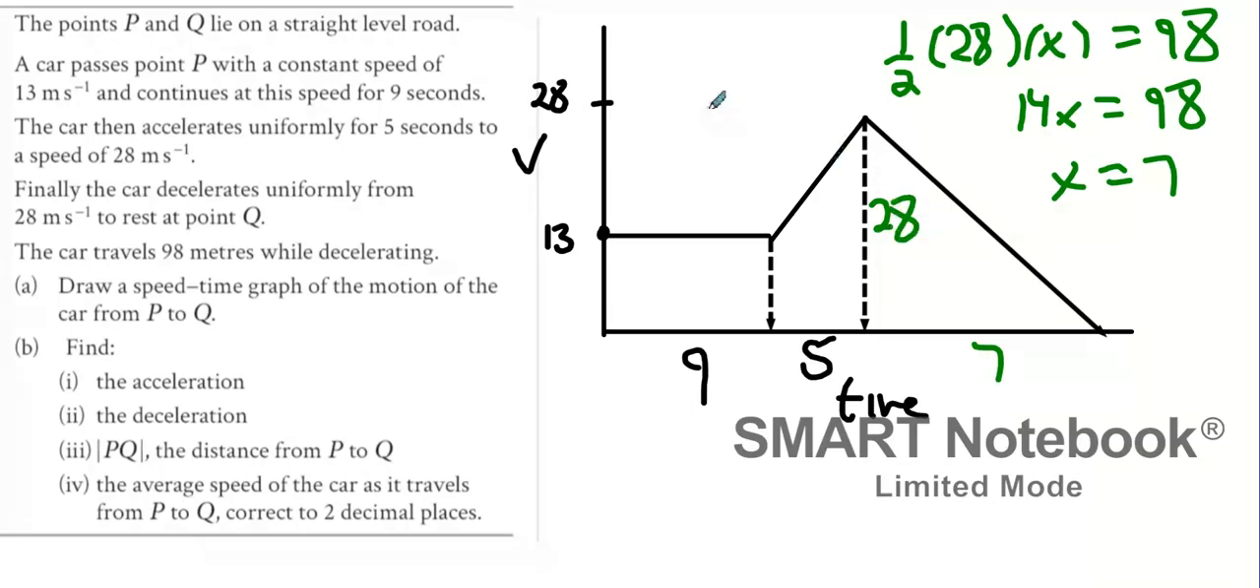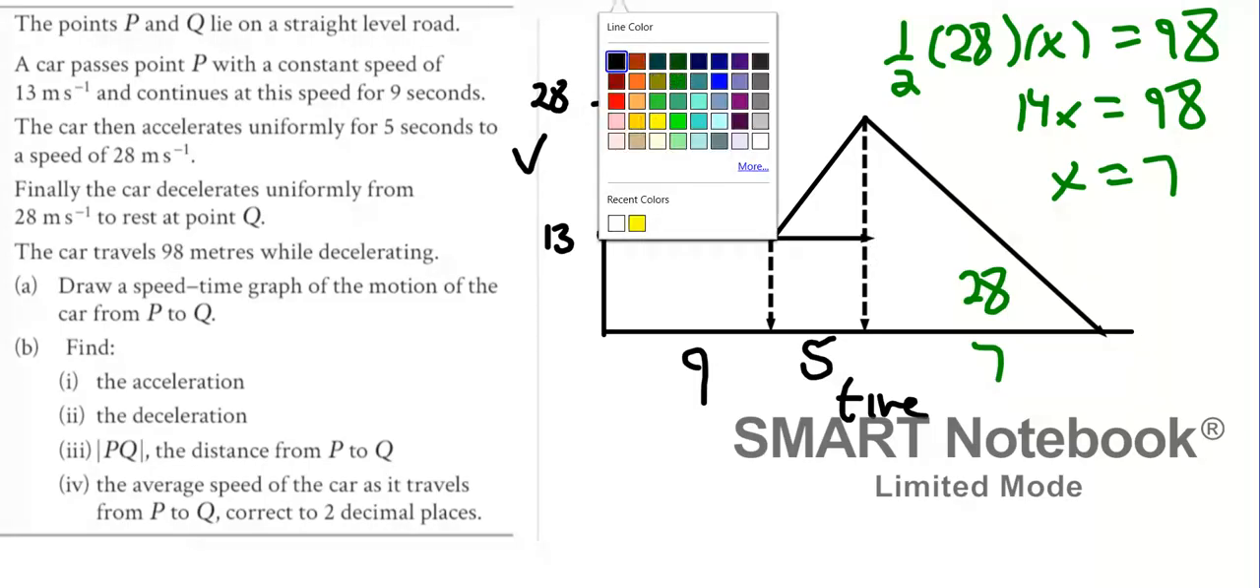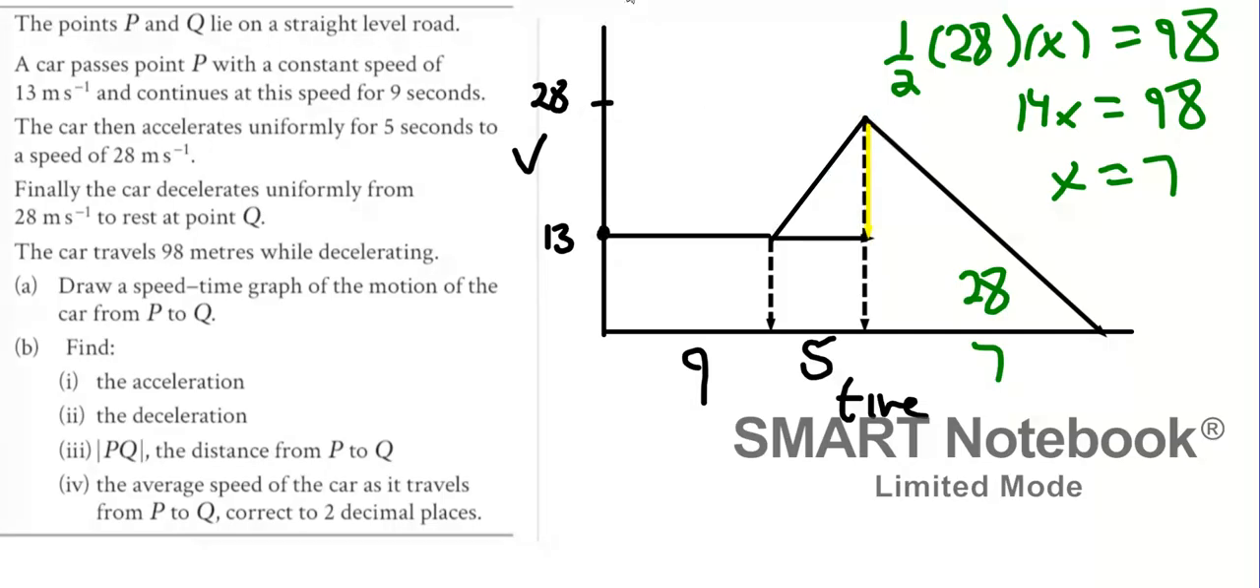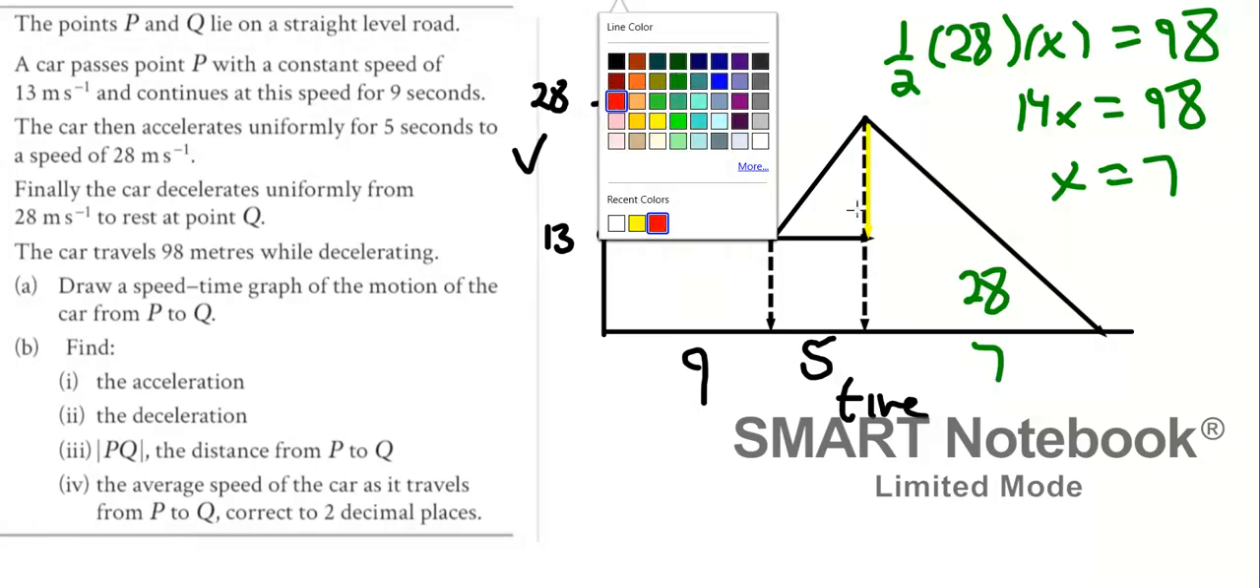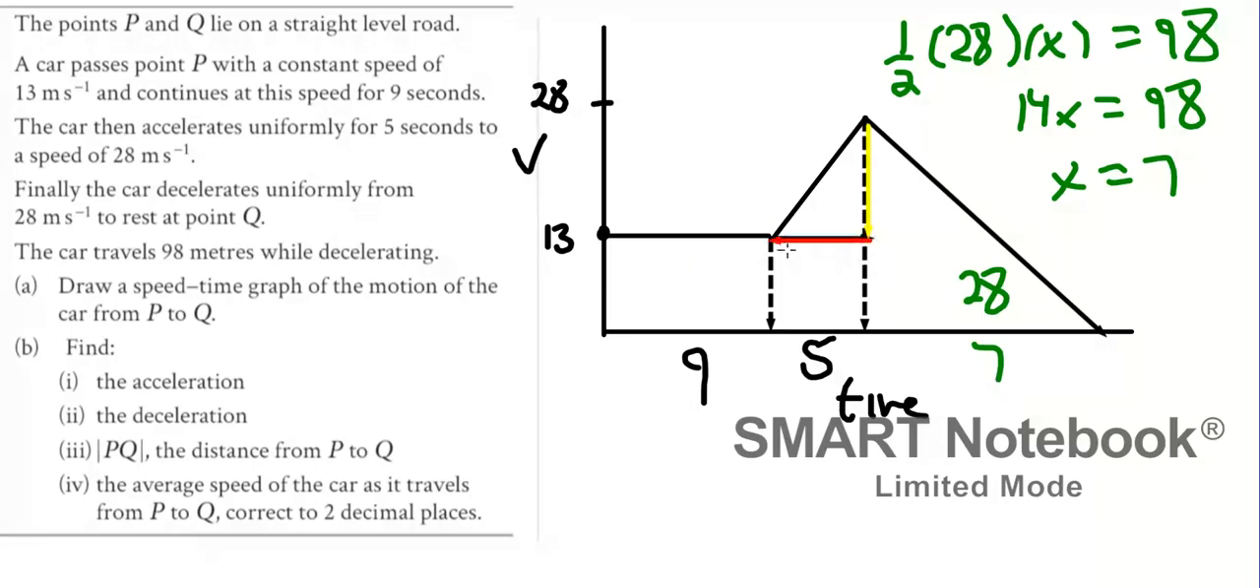Now, let's park that 28 over to the side for a minute. Do you see this triangle here during the acceleration period? I'm just going to mark it off here. It's this yellow line and this red line. Does everybody see the yellow and red lines respectively? What length is the red line? 5. What length is the yellow line?